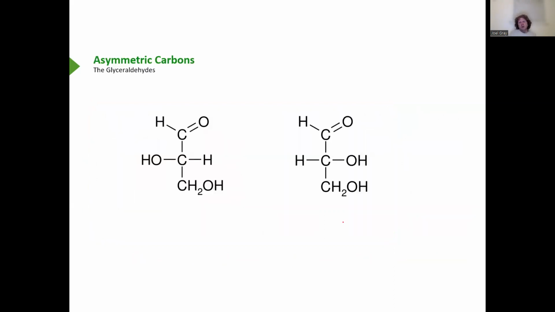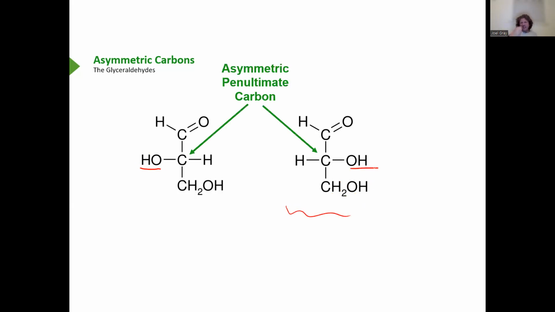Whenever you look at a sugar, it's always important to identify any chiral centers and see, okay, does this carbon have four unique things coming off of it? You've got glyceraldehyde here, and on the left-hand side you have a hydroxyl group to the left, and then on the right side, this structure has a hydroxyl group to the right. This is an asymmetric carbon. This is your asymmetric penultimate carbon, so your second highest numbered carbon.